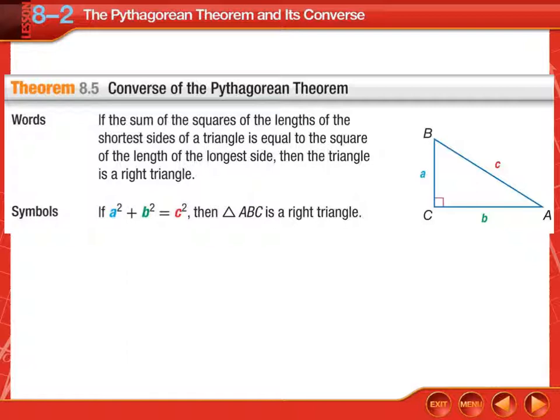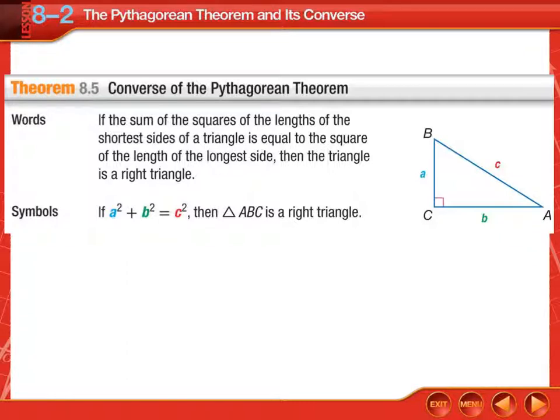All right, let's see what the Pythagorean theorem converse is all about. So the theorem itself says, if you have a right triangle, then the hypotenuse squared equals the sum of the squares of the legs. Well, the converse of that is when we take that if statement, the hypothesis, and the then statement, which is the conclusion, and we reverse the order of that.